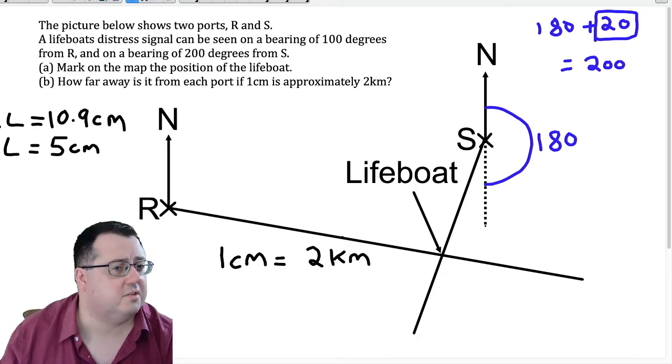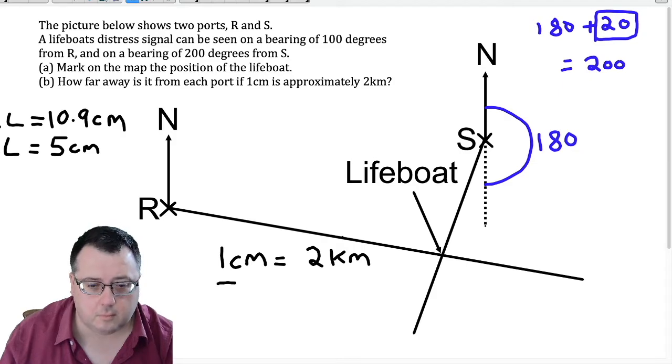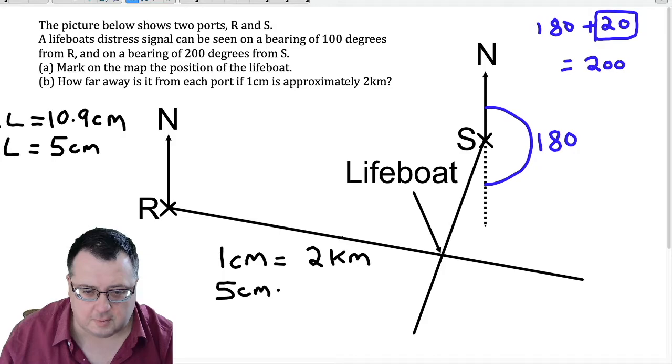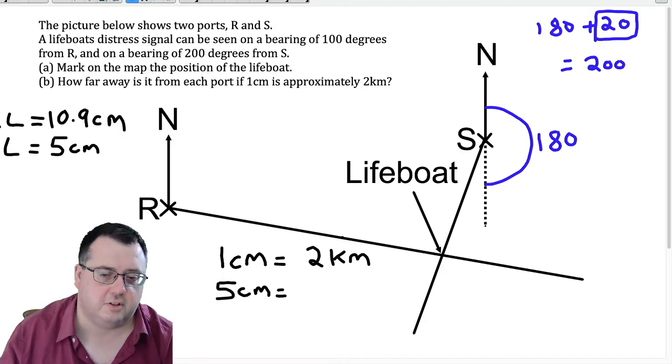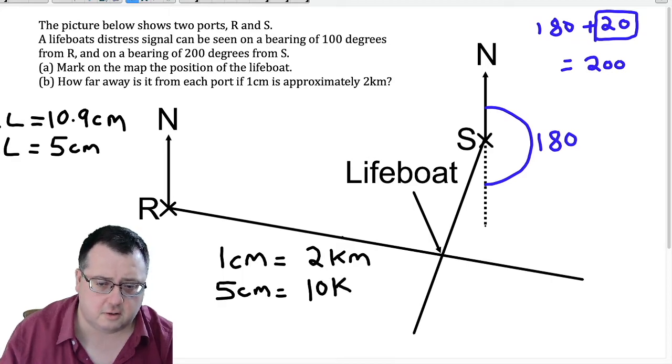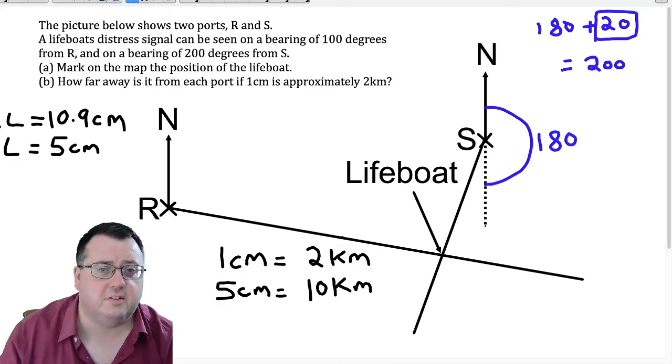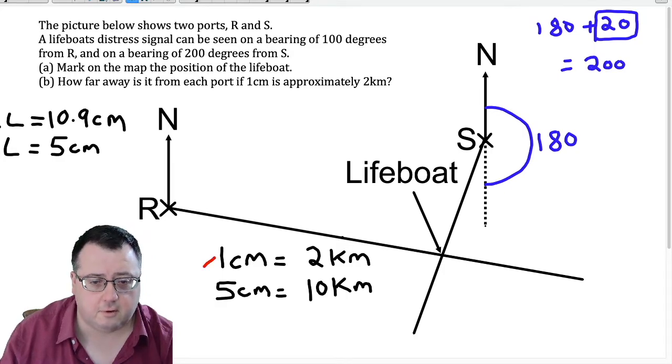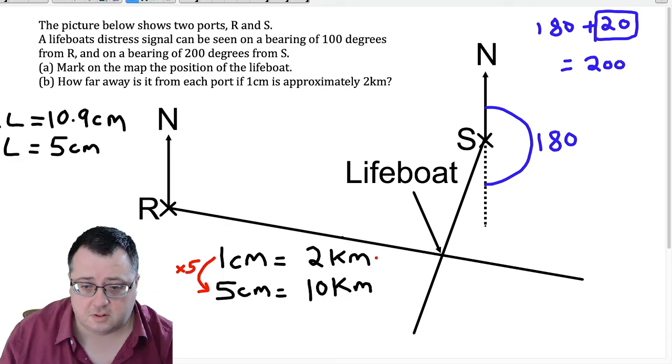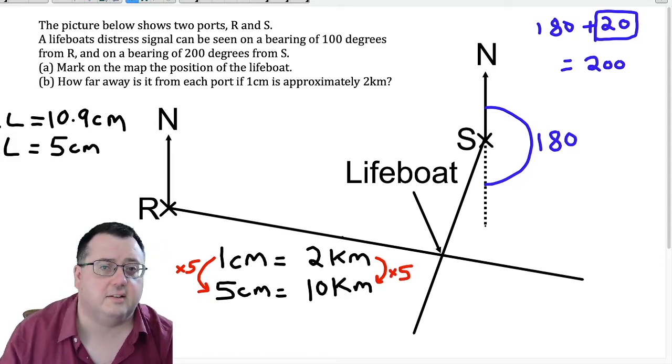Let's do SL first. 5 cm equals... Now you should automatically be able to jump to 10 kilometres. But how have I done that? I have multiplied 1 centimetre by 5. And 2 kilometres by 5. So you've applied a scale factor.